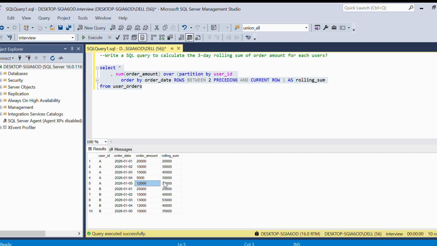This way the rolling sum is calculated for each user, and the same thing follows for the next user.